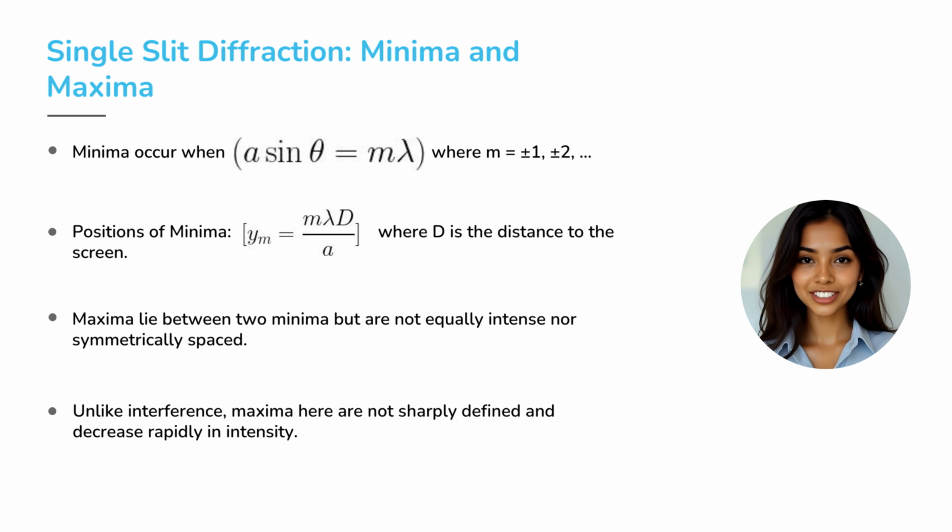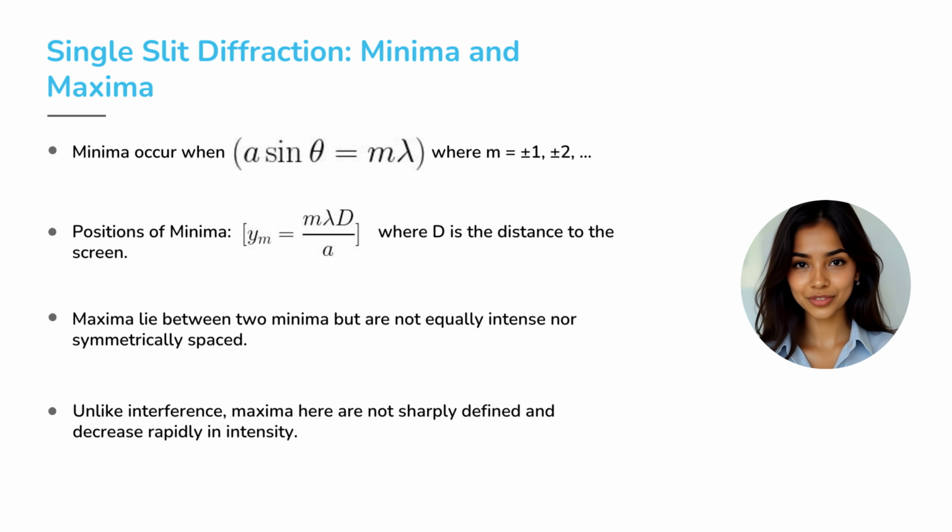Going deeper into the single-slit pattern, we find a series of dark and bright fringes beyond the central maximum. The dark fringes or minima form where the slit width a times sine theta equals m times lambda, with m being plus or minus 1, 2, and so on. Simply put, these are the angles where the waves inside the slit cancel each other perfectly.